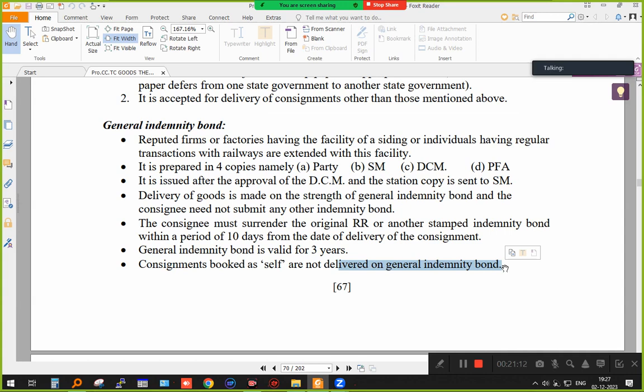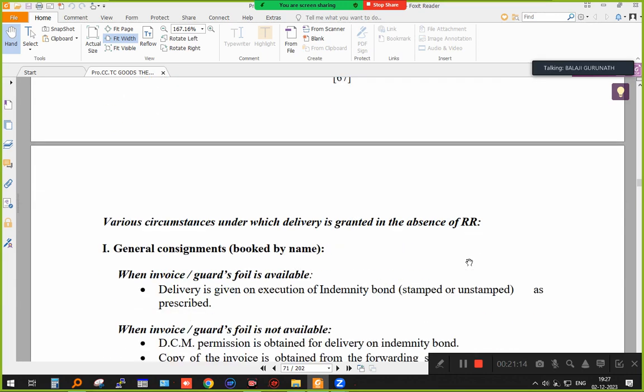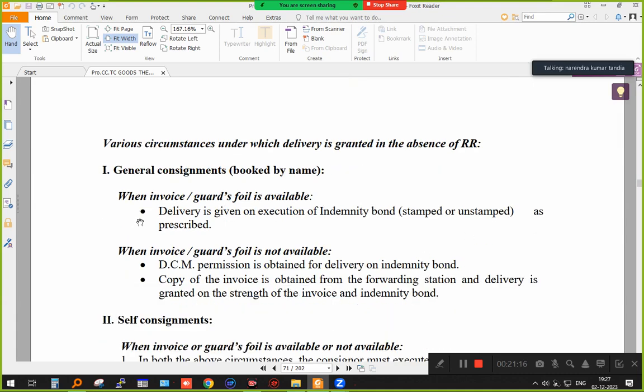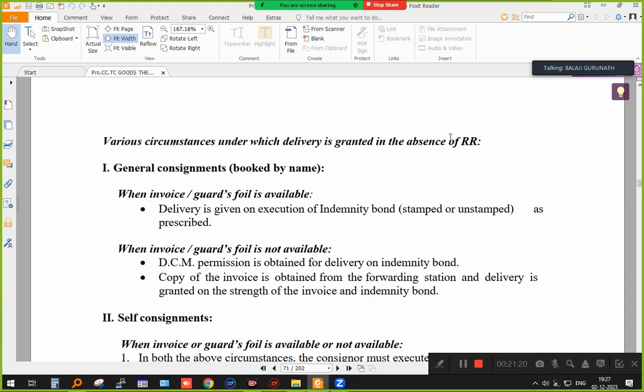Now, various circumstances under which the delivery is granted in the absence of RR. Now let us see different scenarios. There are many scenarios where the delivery is given. How and what? Let us see. General booked by name. Now we will go deeper into the difference between self and booked by name.